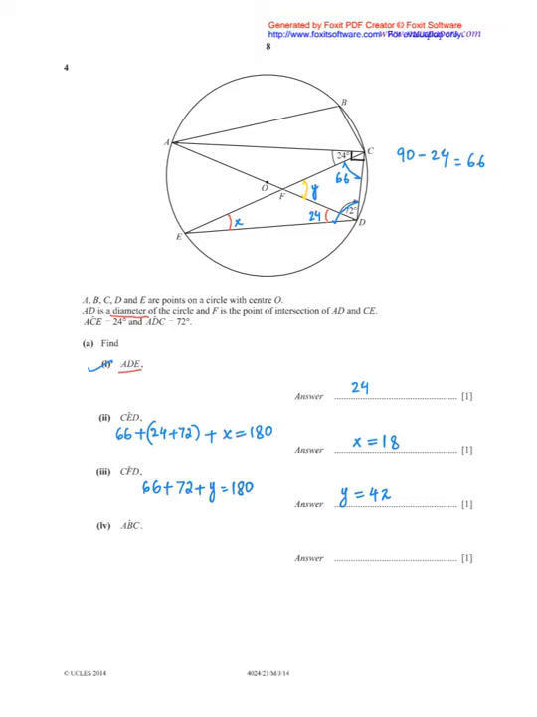After that we need to find ABC. So the angle ABC is this angle. With the property of a cyclic quadrilateral, because B and D lie on opposite sides, I can say that angle B plus angle D equals 180, and angle B is unknown, so that will be equal to 180 minus 72, and the answer is 108 degrees. So that is your last part answer.